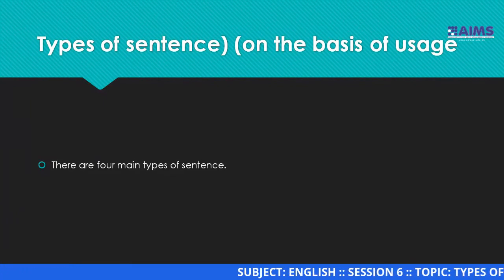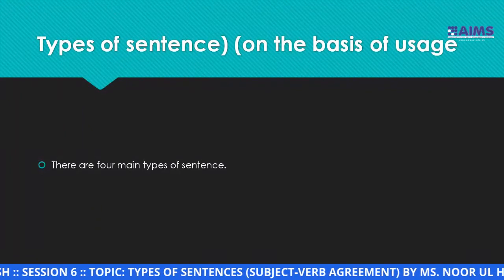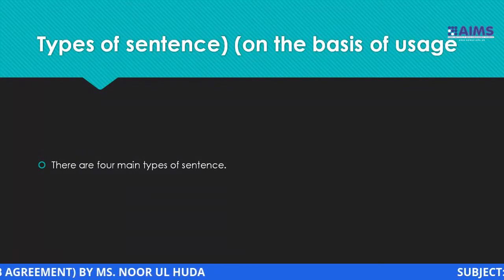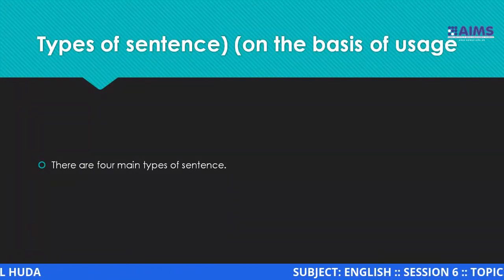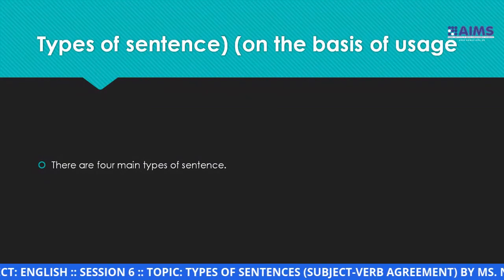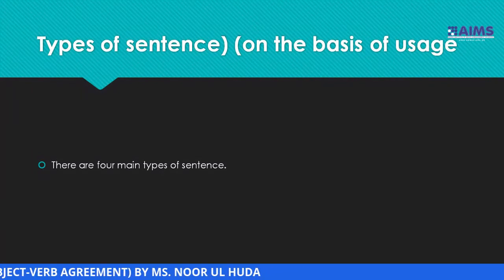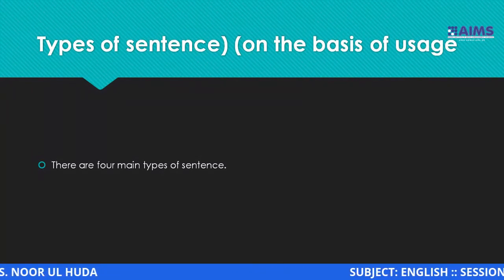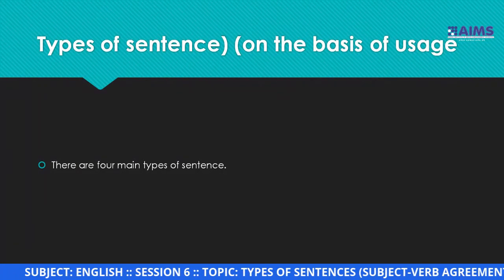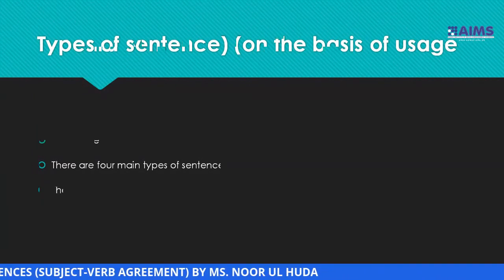Is he going to tell some information? Is he asking something to someone? Does he want to show his strong emotion towards something? On the basis of these types of usages, we differentiate among sentences and form different types of sentences. Other than this, there are also different types of sentences on the basis of structure, which we will discuss in the next session.